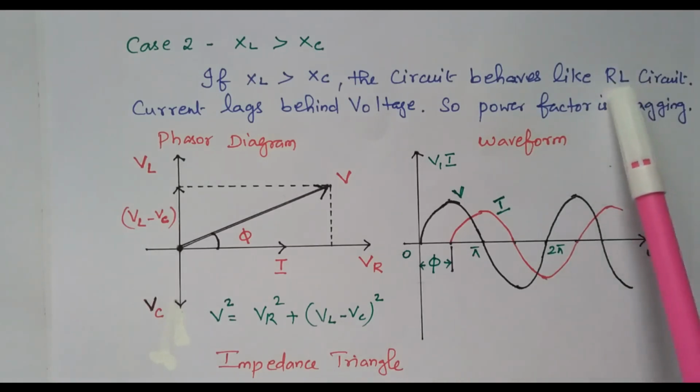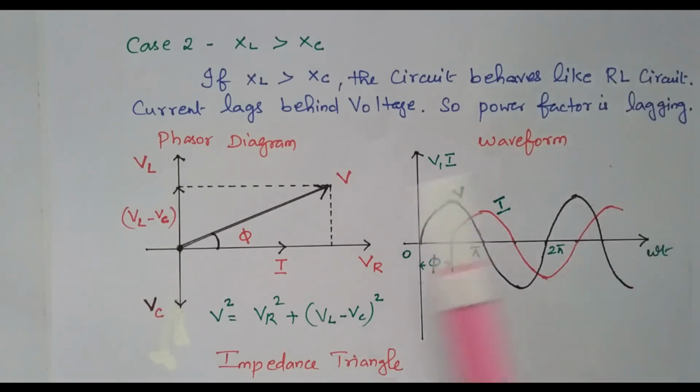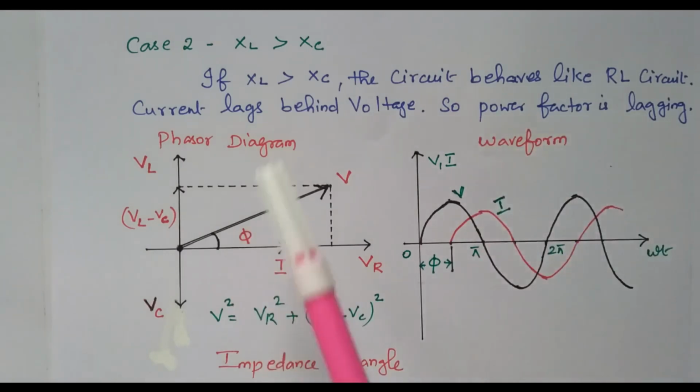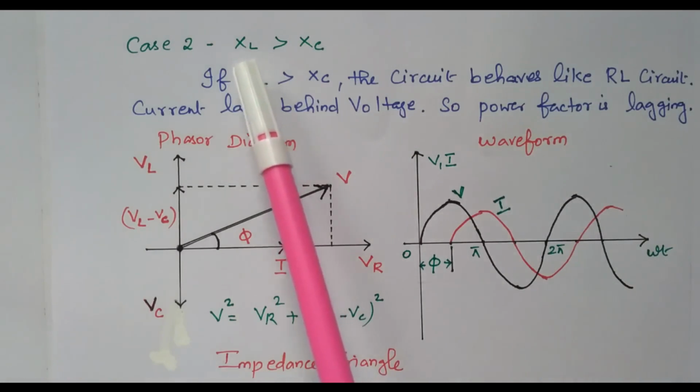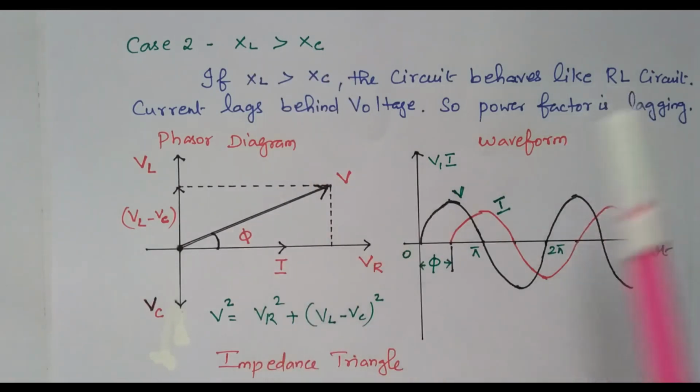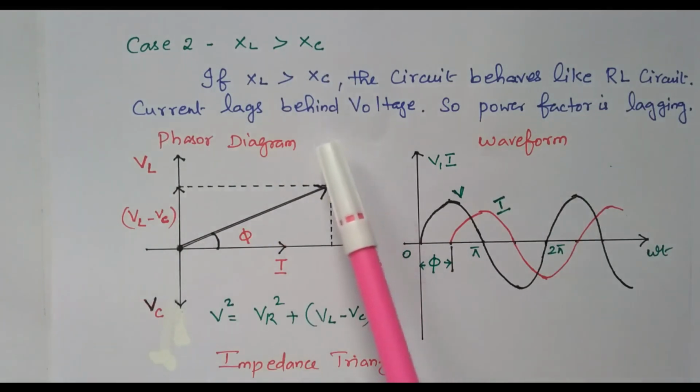If it is an RL circuit, an inductive circuit, the current lags the applied voltage. Current is lagging, so the power factor is also lagging. Based on our assumption, inductive reactance is more than the capacitive reactance, so it acts as an RL circuit, the current lags the voltage, and the power factor is also lagging.